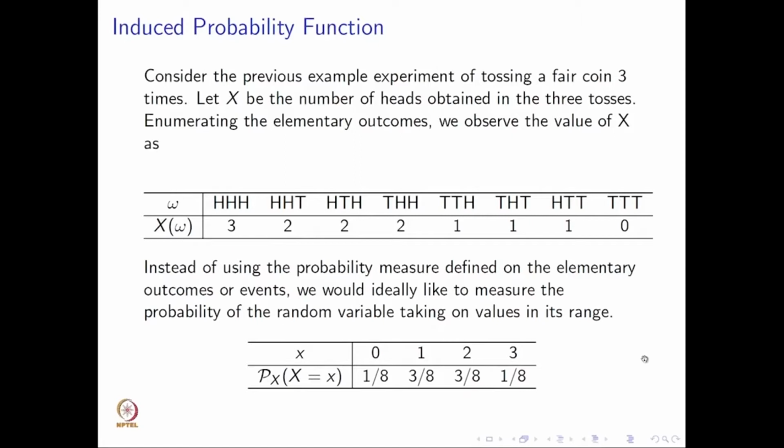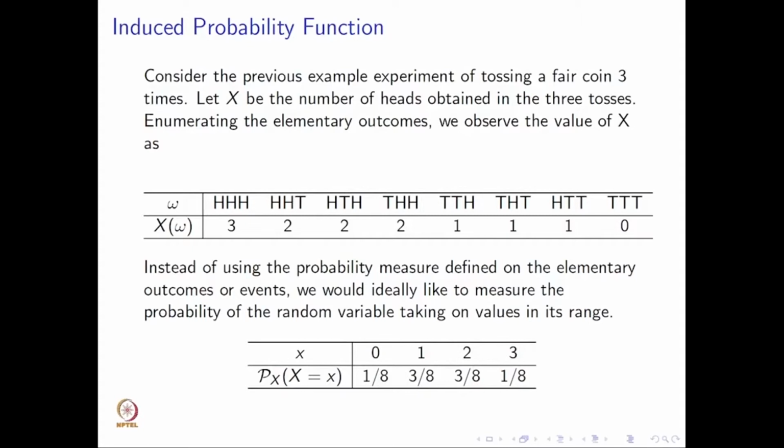Consider the previous example experiment of tossing a fair coin 3 times. Let x be the number of heads obtained in the 3 tosses. That is, x is a random variable which maps each elementary outcome to a real number representing the number of heads observed in that outcome. This is shown in the first table. The first row lists out each elementary outcome, and the second row lists out the corresponding real number value to which that elementary outcome is mapped, that is, the number of heads observed in that outcome.